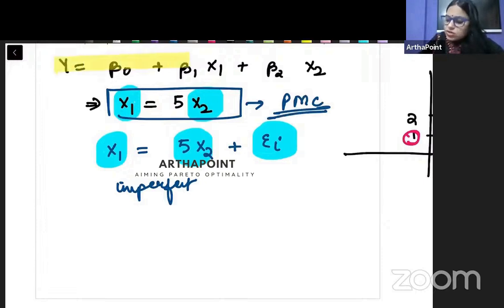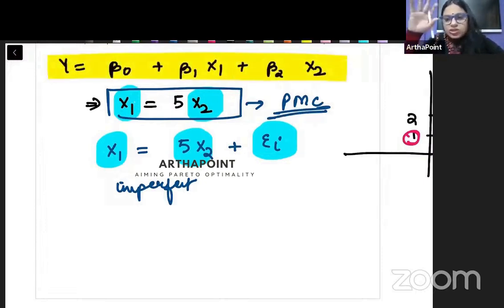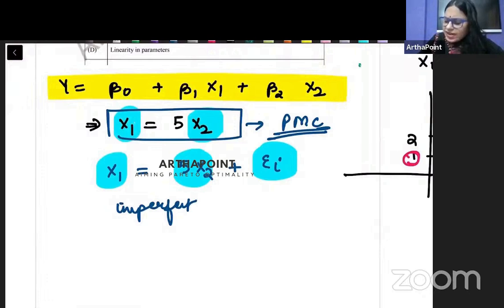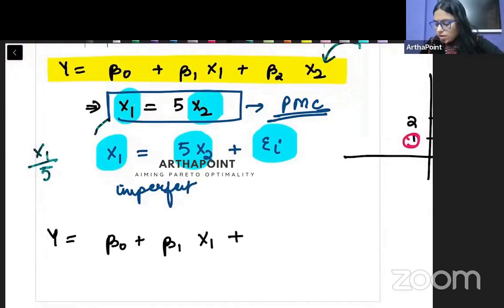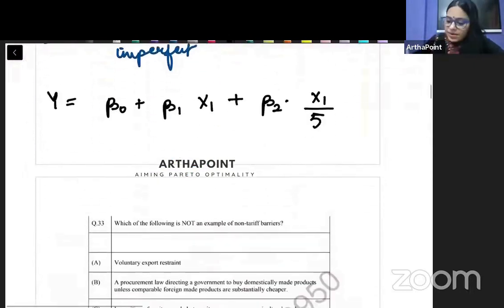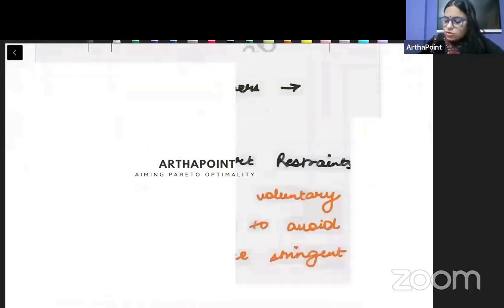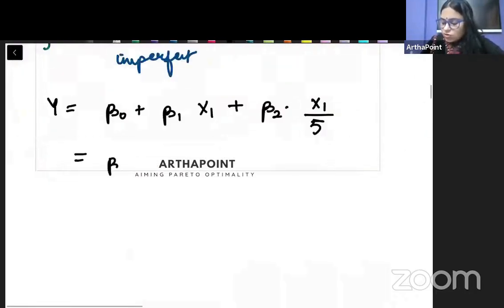Let us just go back to this regression equation once. एक बारी हम इस regression equation पे दोबारा चलते हैं. What can I do? Instead of x2, can I write down x1 divided by 5? I can. So what will I do? I will say y is equal to beta naught plus beta 1 x1 plus beta 2 x1 divided by 5. But let me just try to rewrite this thing down. So I will get this as beta naught plus x1 common, beta 1 plus beta 2 by 5.